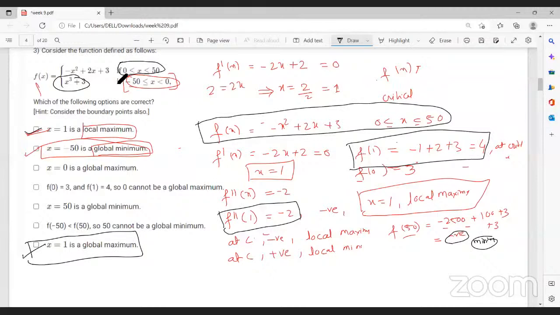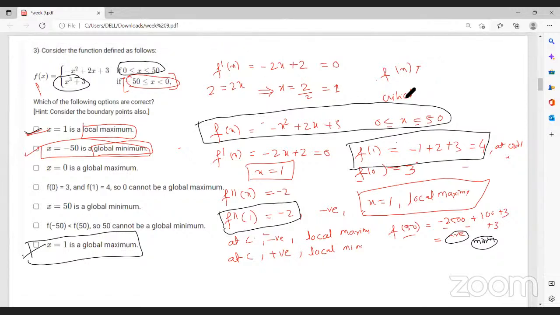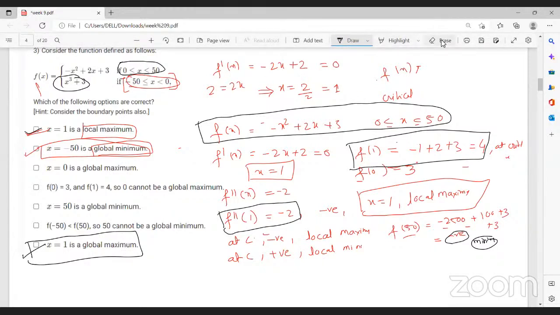Sir, sorry to interrupt. Please, can you explain that again, global maximum and global minima once? It's all got messed up in my head. I'm not able to get it. Yeah, take this function only. Don't consider these two functions. Only consider this function only, f of x. We have the domain from 0 to 50.